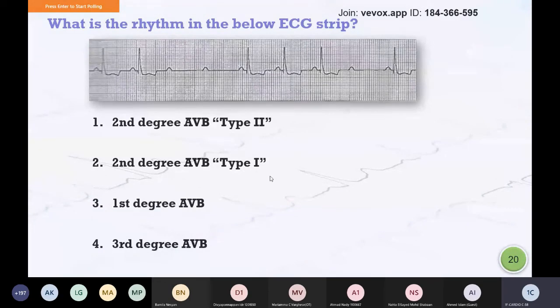So you have to choose between these two: second degree type 2 or second degree type 1. I will not help you anymore. You have to try to choose the correct answer. We'll start the MCQ now.